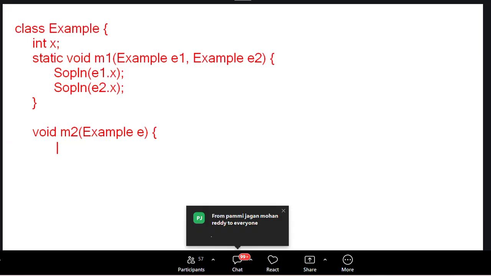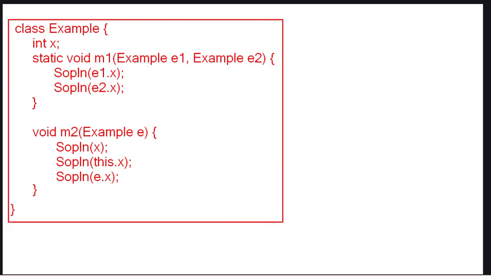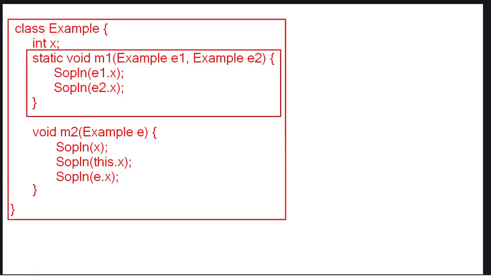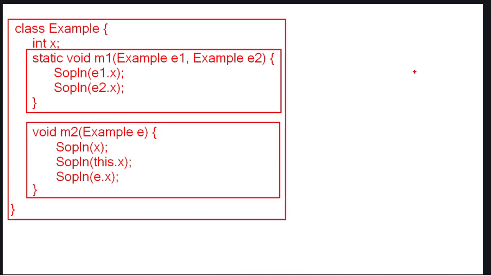Next bullet point: for reading a non-static variable value from the argument object, we must access the non-static variable by using parameter name dot, as shown below.